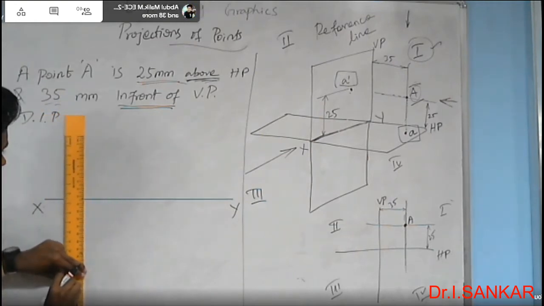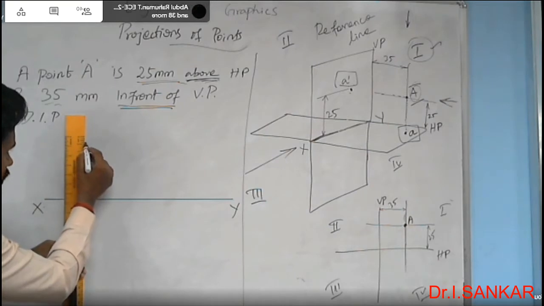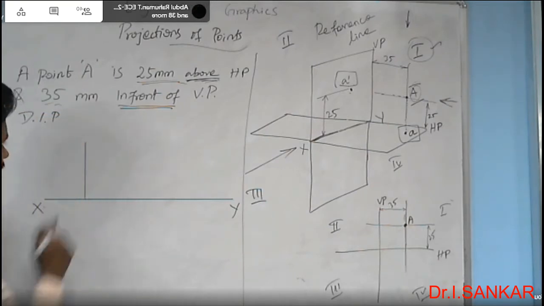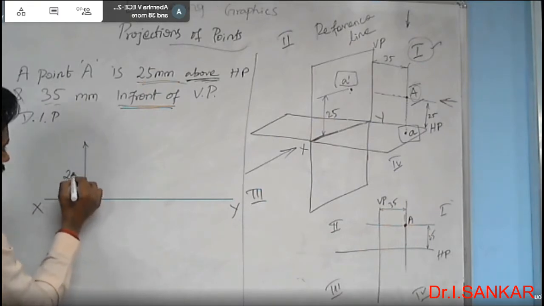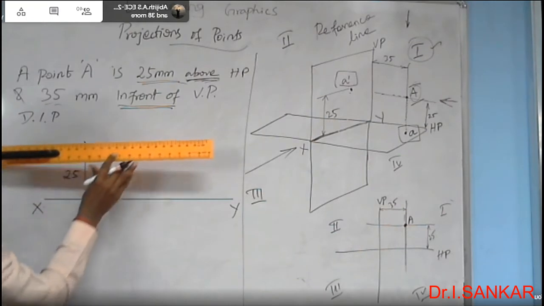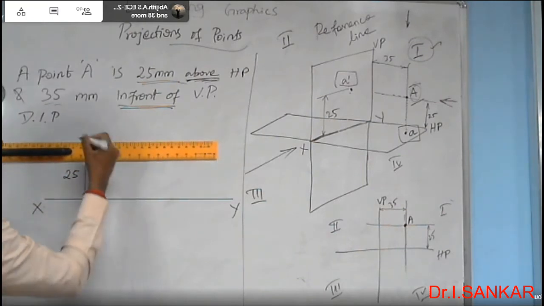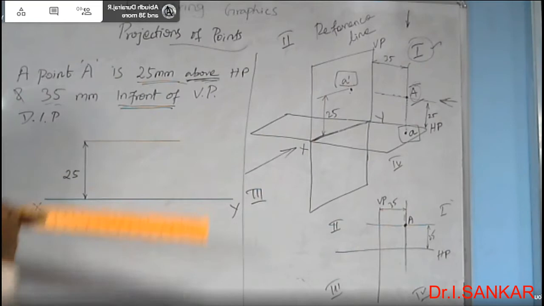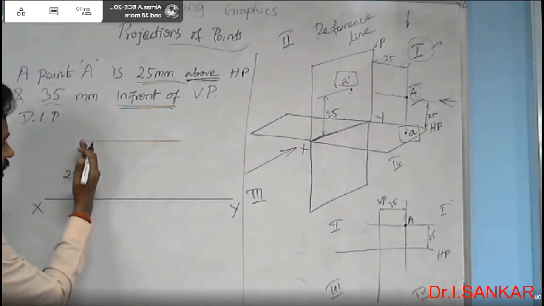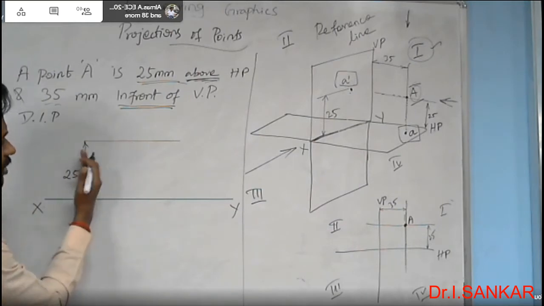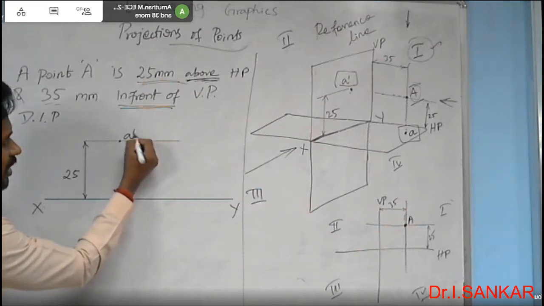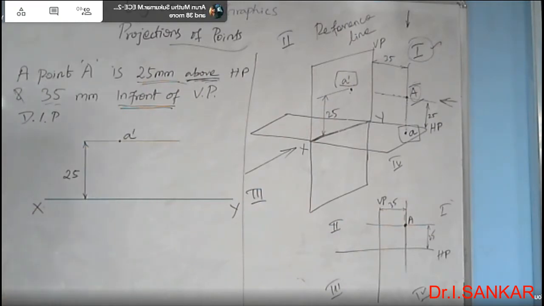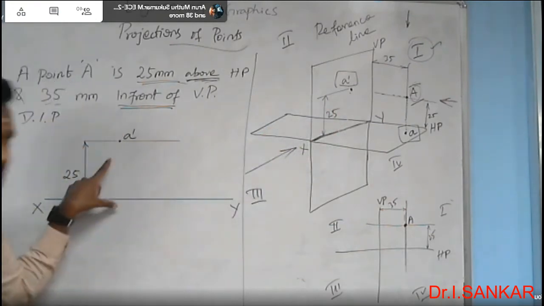From the XY line, above the XY line 25 mm, we are going to have the front view of the point A dash. So dimension line, leader line, then I have to mark the object. Approximately 10 mm apart from the dimension line, I can mark your front view A dash. Front view A dash.